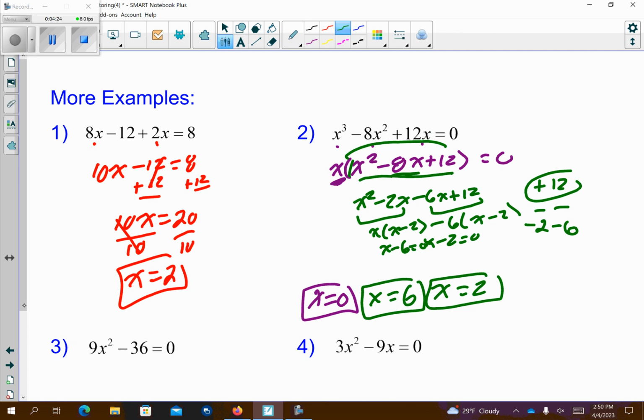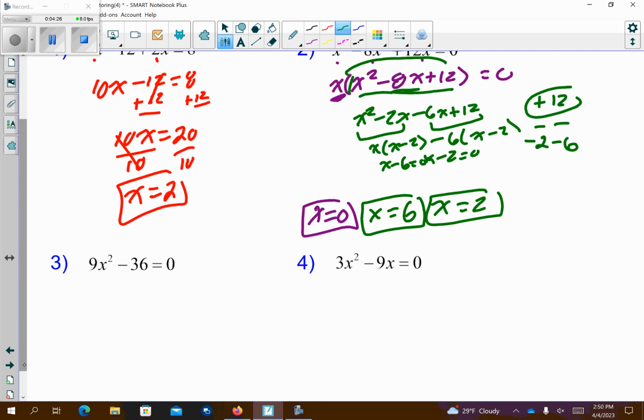Then we move down to problem number 3. Okay, let's see if we can solve this. Well, I don't really know what to factor. And a lot of times the go-to on this might be, well, what happens if I were to add 36 to both sides? Those would cancel out, and that leaves me 9x squared is equal to 36. I'm then going to divide both sides by 9. So 9 goes into 36 4 times.